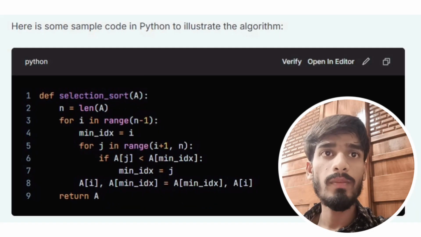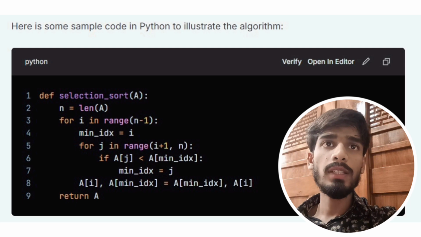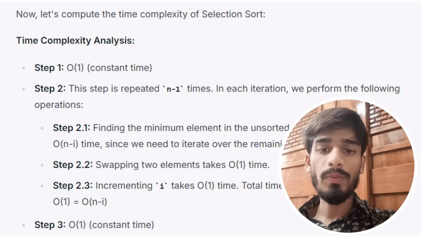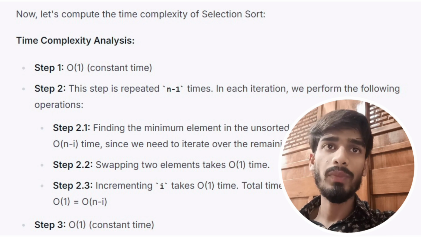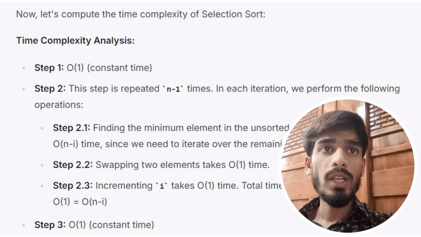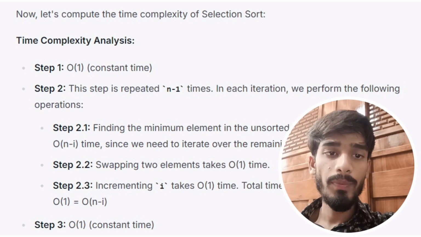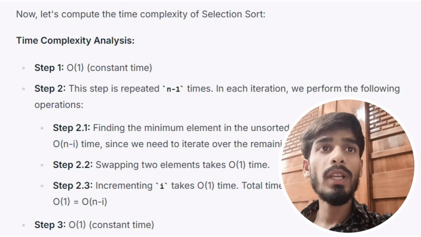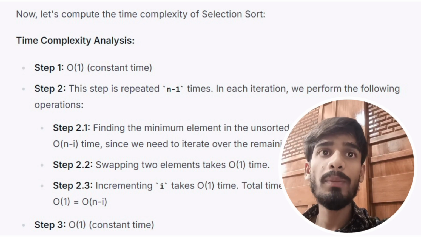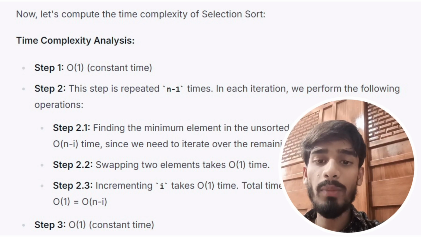Next, let us analyze the time complexity of this selection sort. The first step is big O of 1, which is constant time. The second step is repeated n minus 1 times. In each iteration we perform the following operations. First, we find the minimum element in the unsorted portion of the array. It takes big O of n minus i time, since we need to iterate over the n minus i elements.